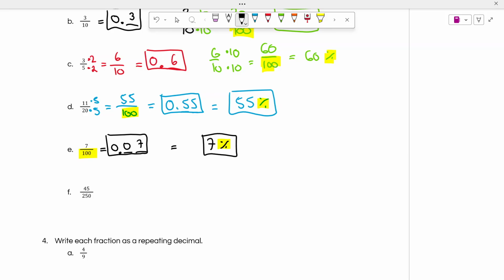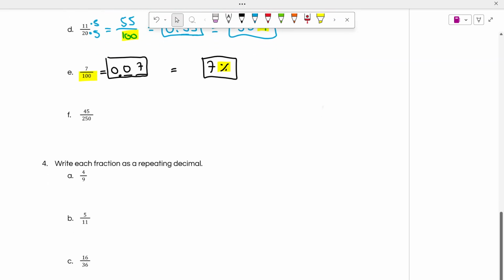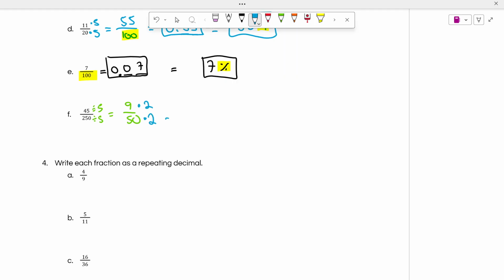Okay, finishing up, when I look at 45 over 250, I want to go ahead and make the bottom into my 10, 100, or 1,000 if I can. I do know that both 45 and 250 can divide by 5, since they both end in a 5 or 0, and that gives me 9 out of 50. Now, if I want a decimal and a percent, I can use that 50, multiply it by 2, and that'll give me 18 out of 100.